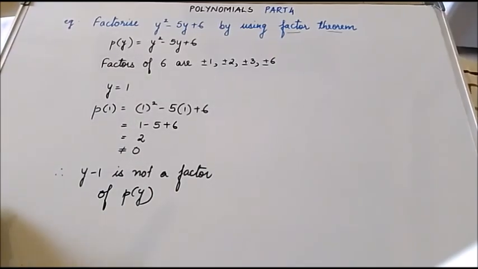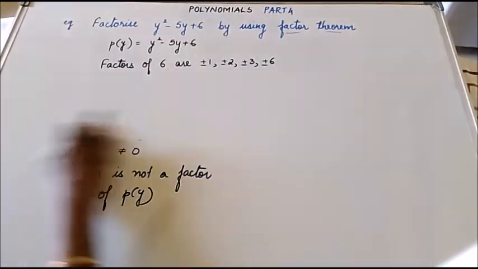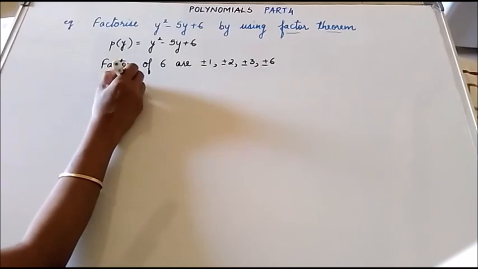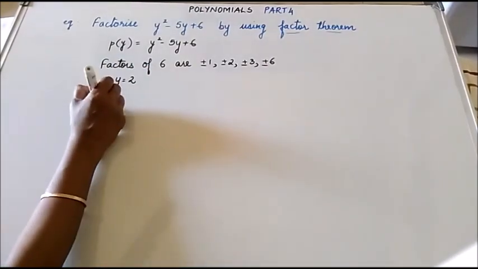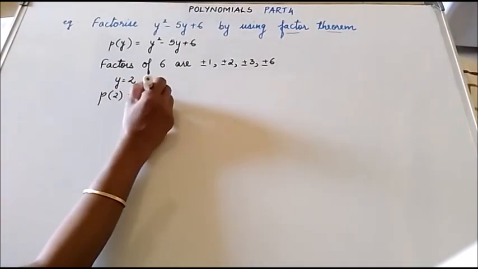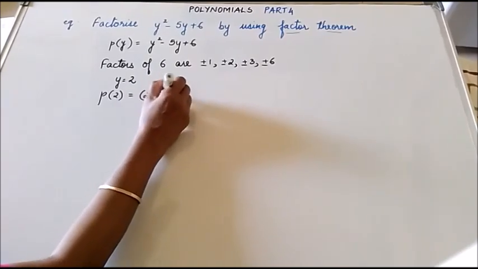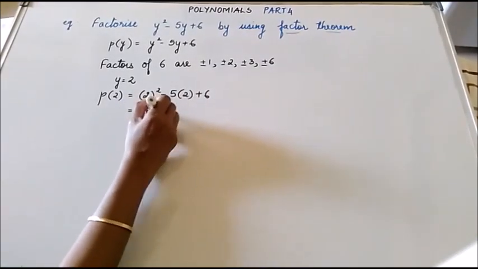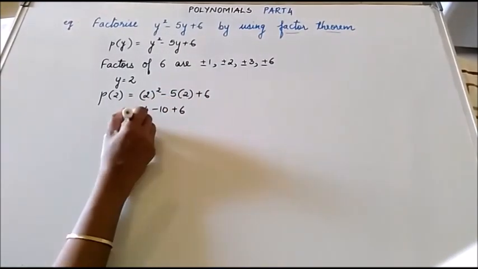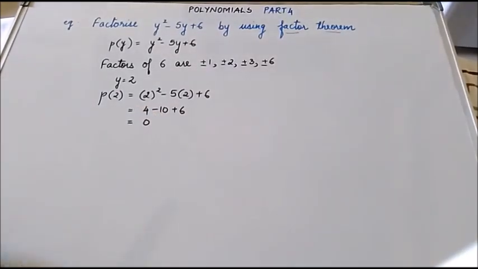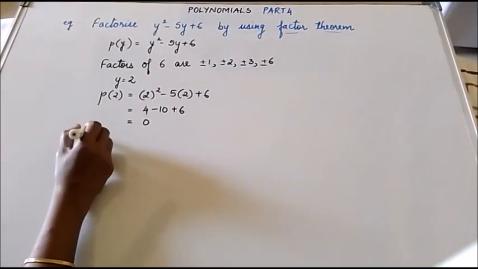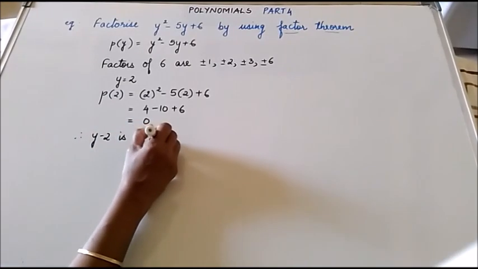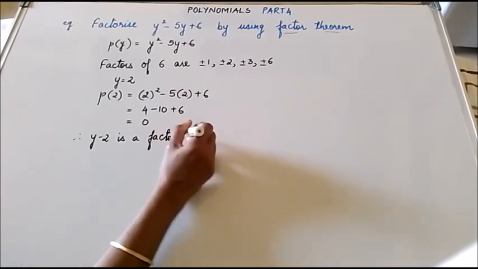Now let us take y is equal to 2. When we take y is equal to 2, we get p of 2 is equal to 2 the whole square minus 5 into 2 plus 6. That is equal to 4 minus 10 plus 6. Here we get equal to 0. Now since the remainder is equal to 0, what do we say? Therefore, y minus 2 is a factor of the given polynomial.